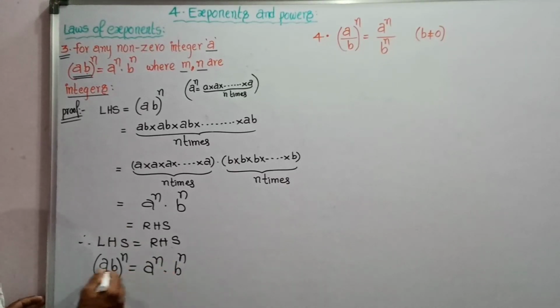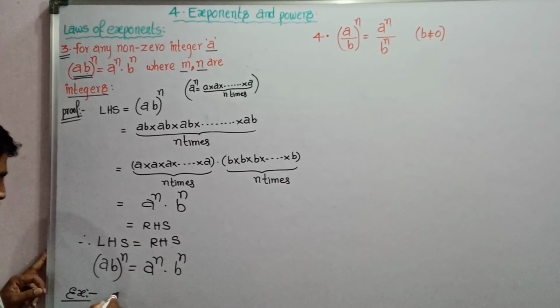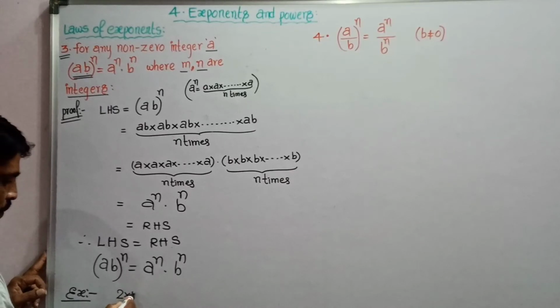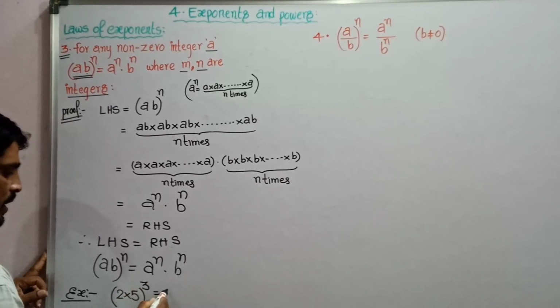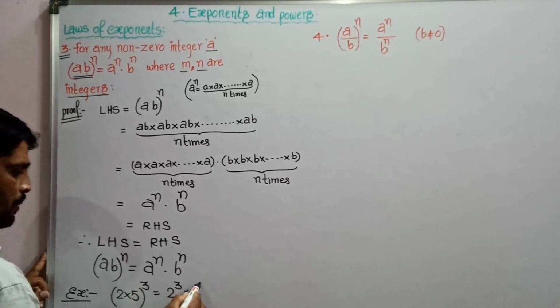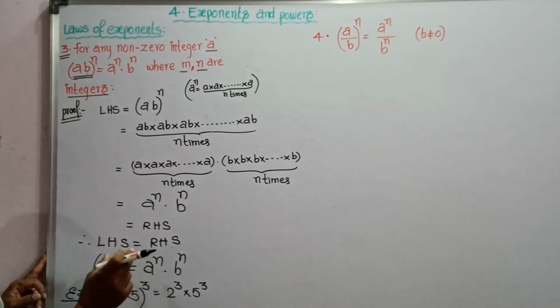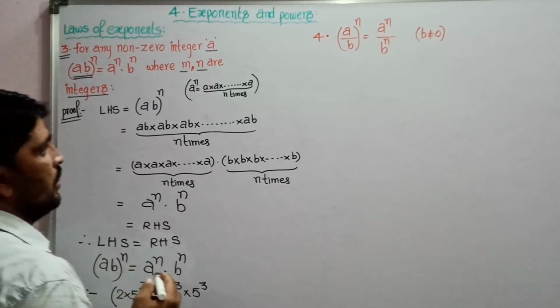For example, (2 × 5)^3 can be written as 2^3 × 5^3 by using this formula.